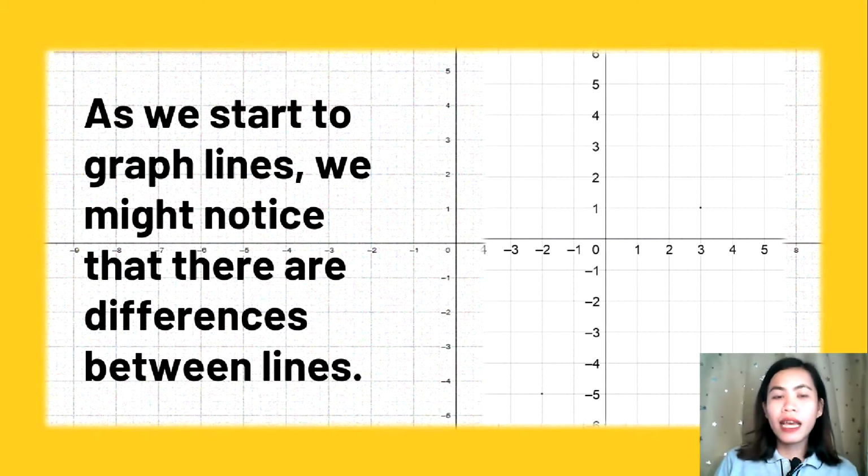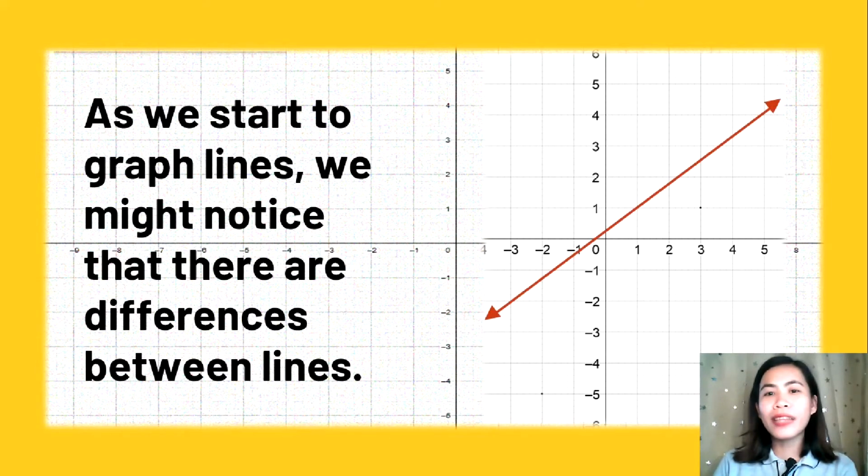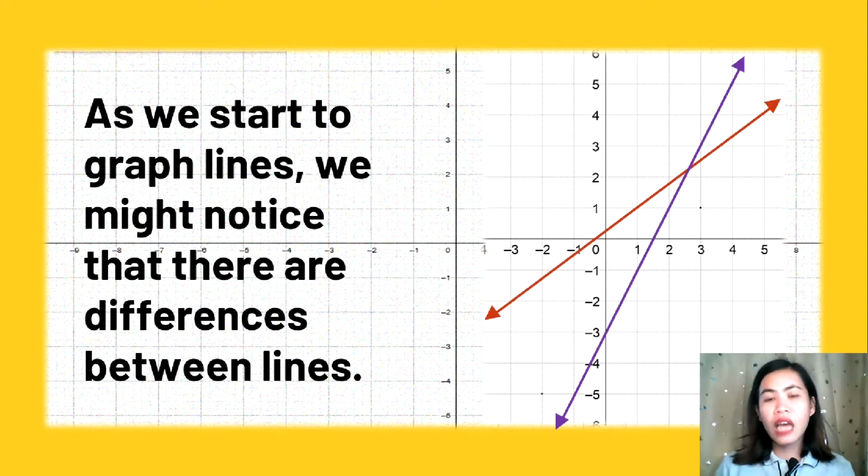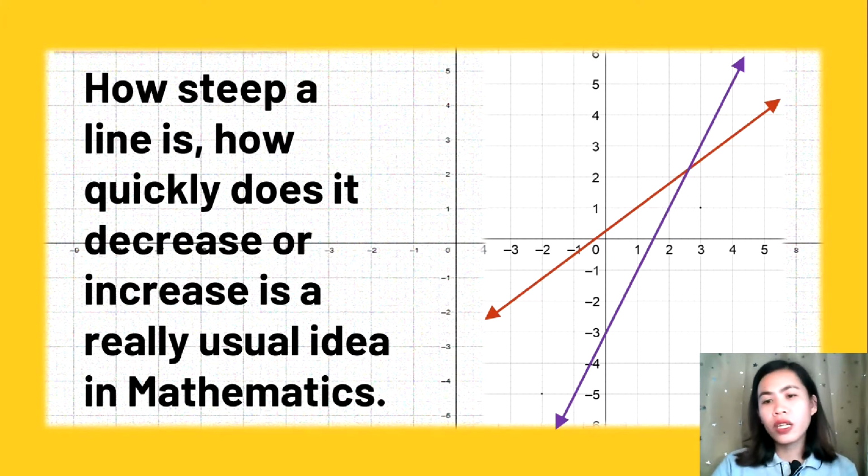Discussion tayo ng last lesson natin for this grading, which is slope of a line. As we start to graph lines, we might notice that there are differences between lines. So katulad na example lines natin dito. One of the most common differences na napapansin natin ay yung steepness niya. Gaano ba katarik ang isang linya? By observation, pwede nating sabihin na si violet line, mas matarik siya compare sa ating red line.